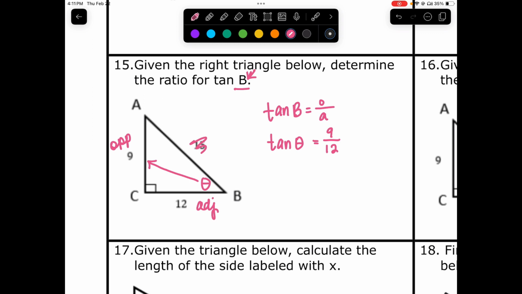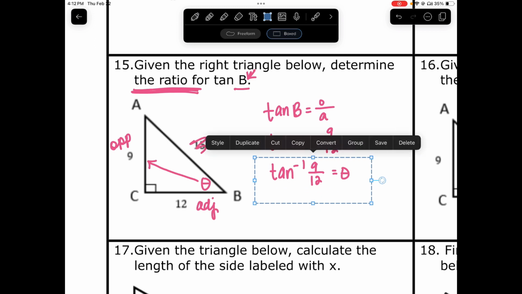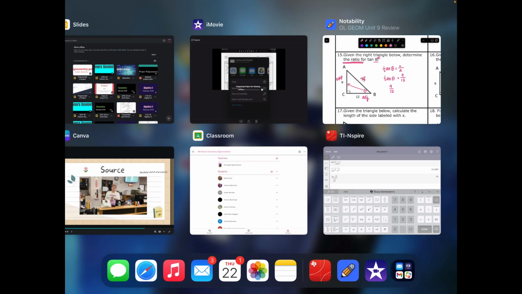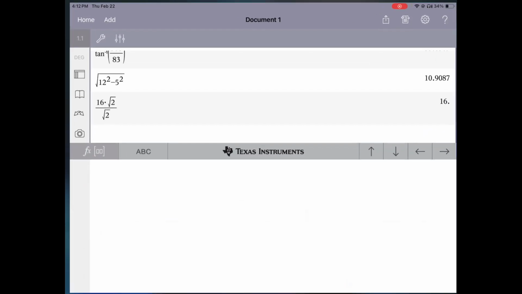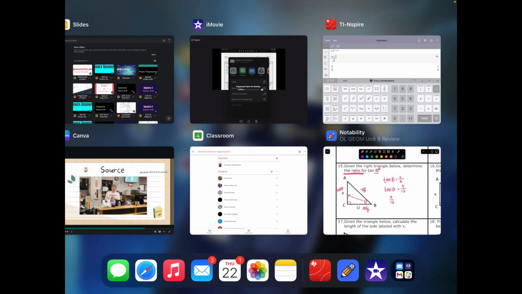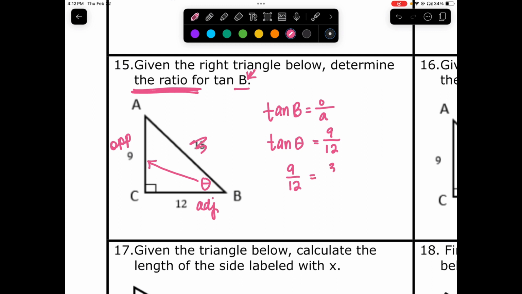Now, be very careful. Some of you who are real smart might think that we have to do that to figure out the measure of theta. But did it tell you to do that? No, it said get the ratio. Ratio is just another word for fraction. So we're pretty much done, but we just need to simplify 9 over 12. 9 over 12 simplifies to 3 over 4. And that's that.